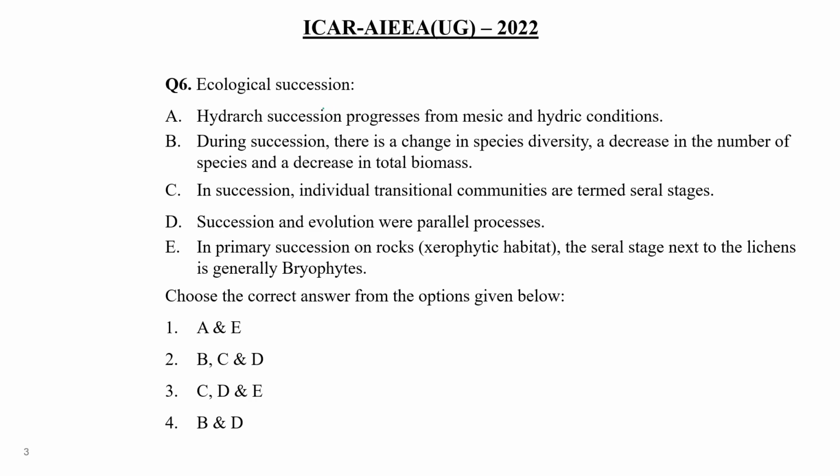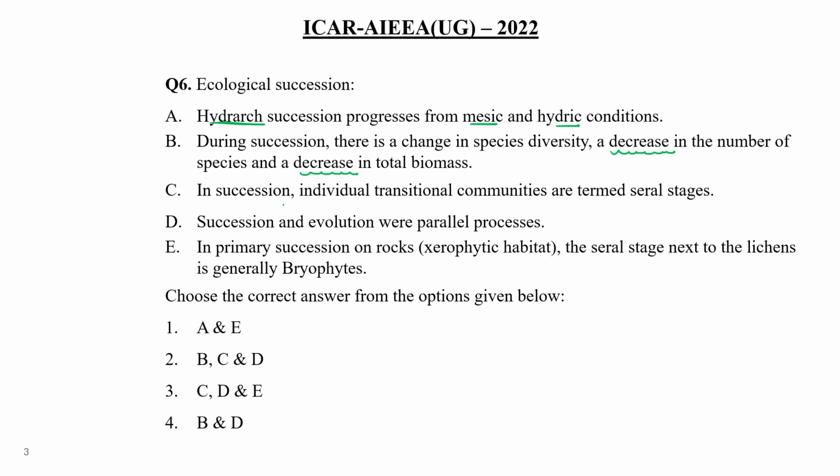Ecological succession. What is ecological succession? Okay. We have to choose the correct option given over here. So, A: hydrarch succession progresses from mesic to hydric condition. Is this the right statement? Just think over it. B: during succession, there is a change in species diversity, a decrease in the number of species. During succession, has the number of species decreased or increased? Tell me. Just think over it also. They have mentioned a decrease in the number, and a decrease in the total mass.